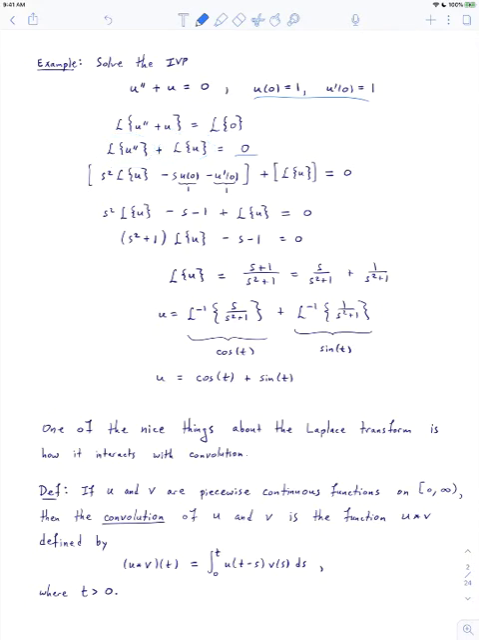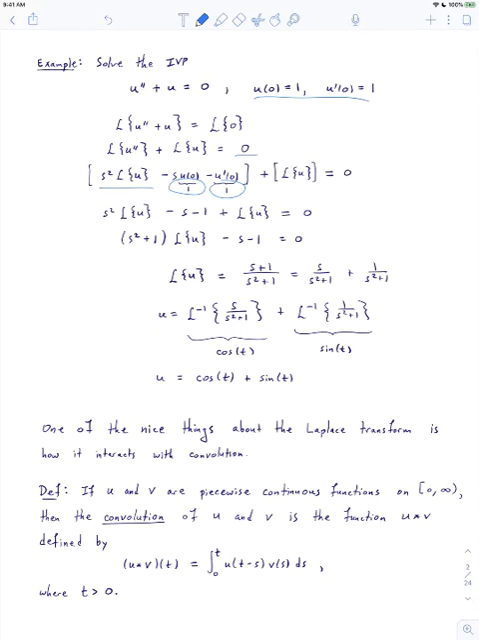So we use our theorem from above. The Laplace transform of the second derivative is s squared times the Laplace transform of u, minus s times u at 0, which is 1, minus u prime of 0, which is also 1. And to this we add the Laplace transform of u. It's customary to assign some other letter to the Laplace transform of u, usually a capital U. We'll be doing that later, but for this problem it's simple enough that we don't do it.